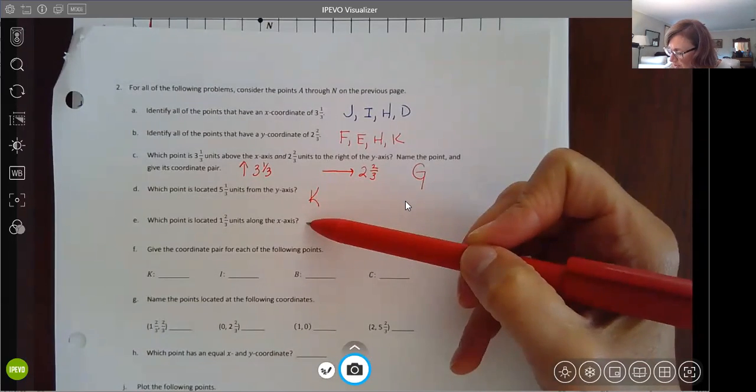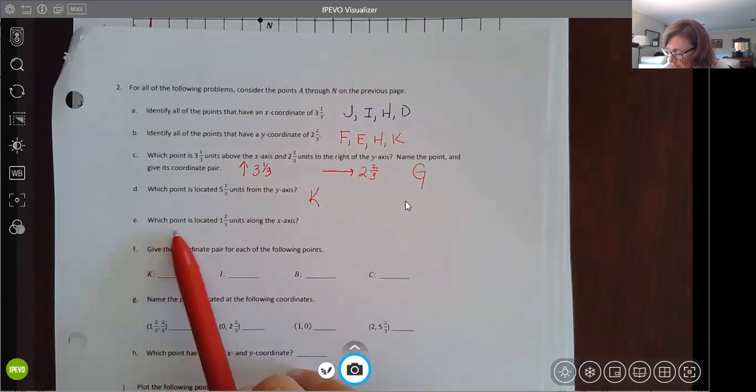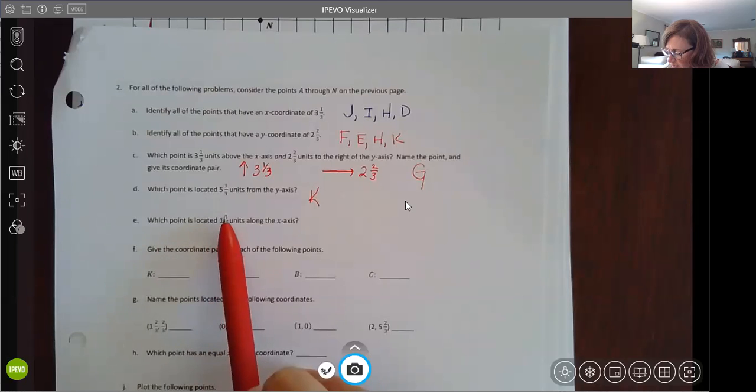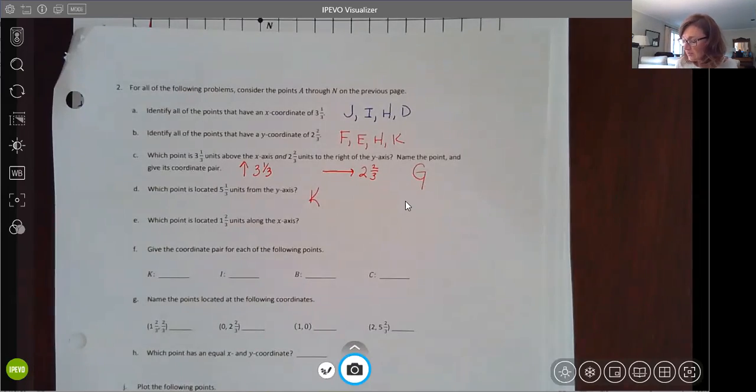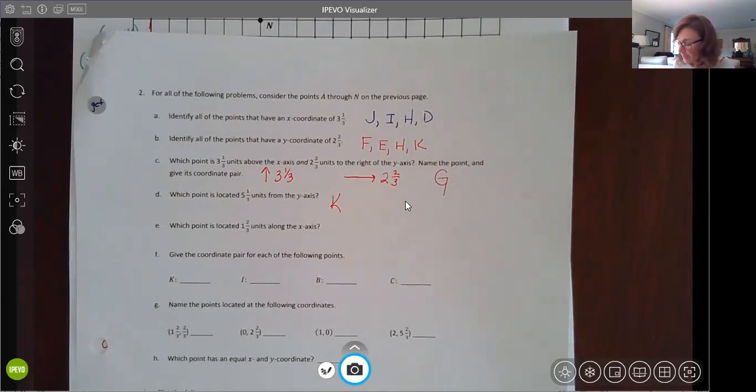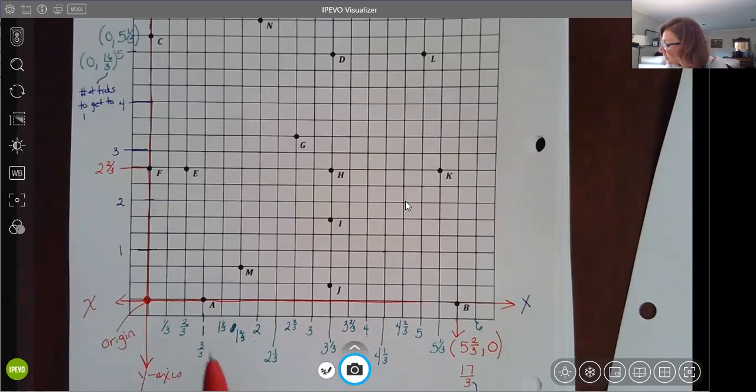Which point is located 1 2/3 units along the x-axis? So we're going to go not away from it, but along it. So we're going to go 1 2/3 along the x-axis. So this is the x-axis going left or right. So if we go 1 2/3, that's right here. And it looks like it's the point M.